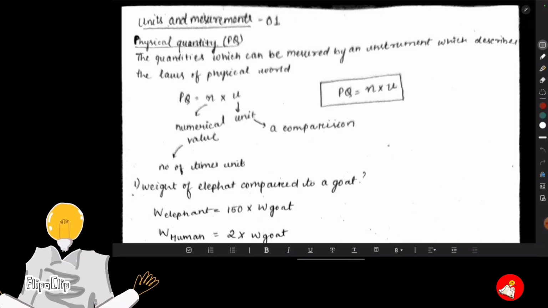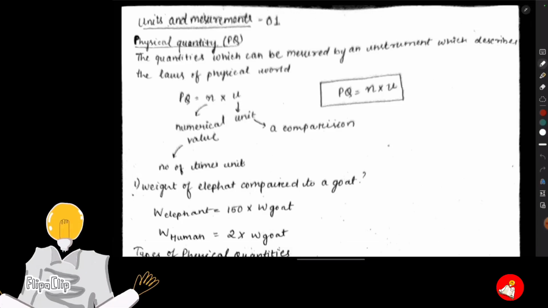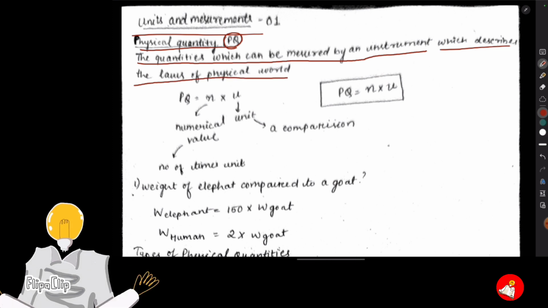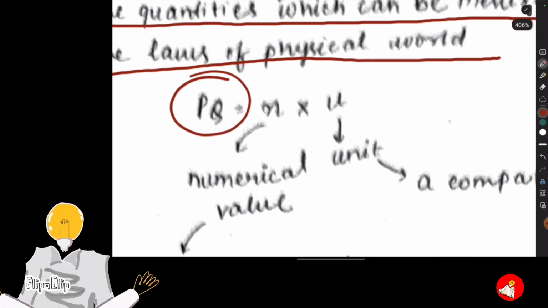Units and measurements. Physical quantities are represented by PQ, the quantities which can be measured by an instrument, which describe the laws of the physical world. PQ can also be termed as a number with a unit, n into u.